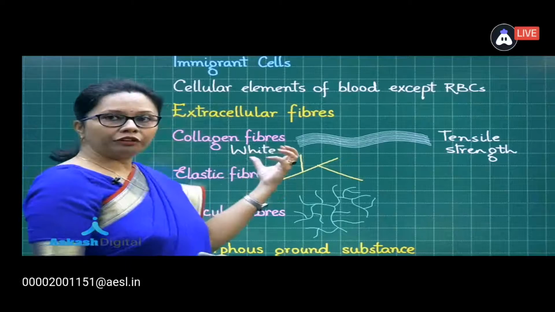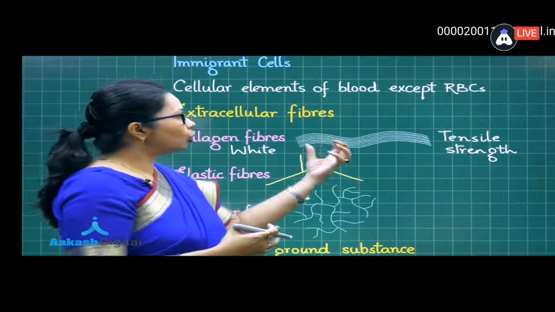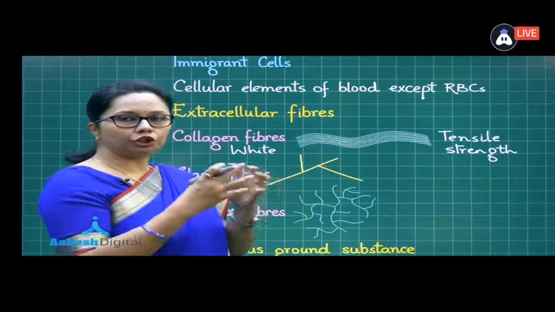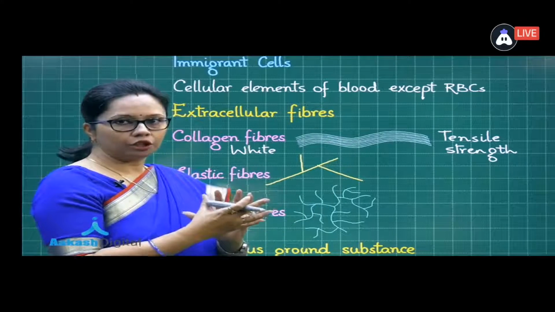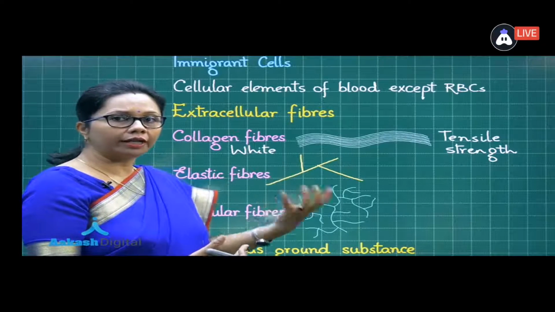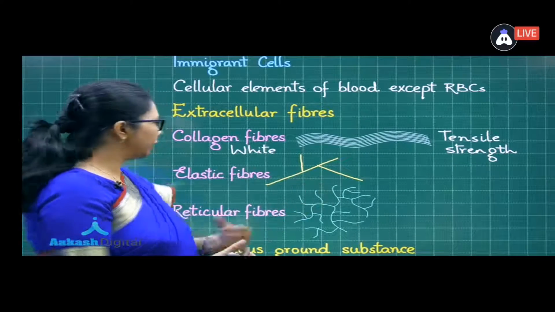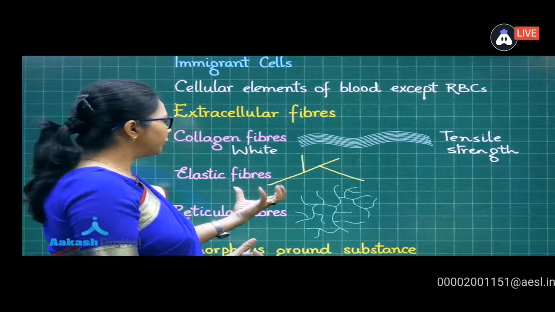These collagen fibers, if they are put in hot boiling water, their fibrous nature is destroyed and they form gelatin. Animal gelatin is used in a number of food products like ice creams, and that is coming from animal protein. Then coming to elastic fibers.